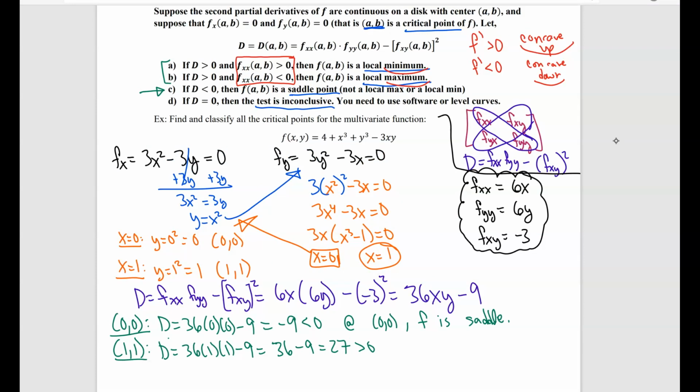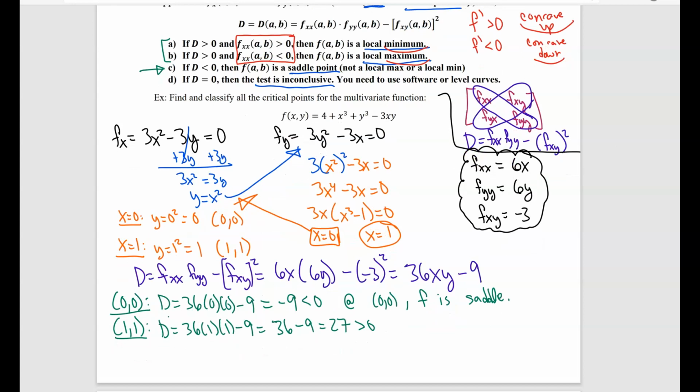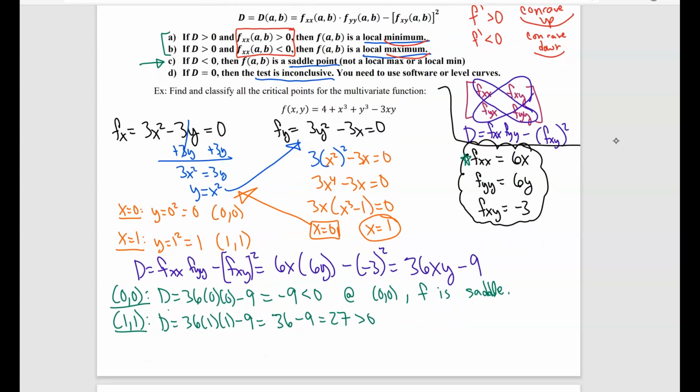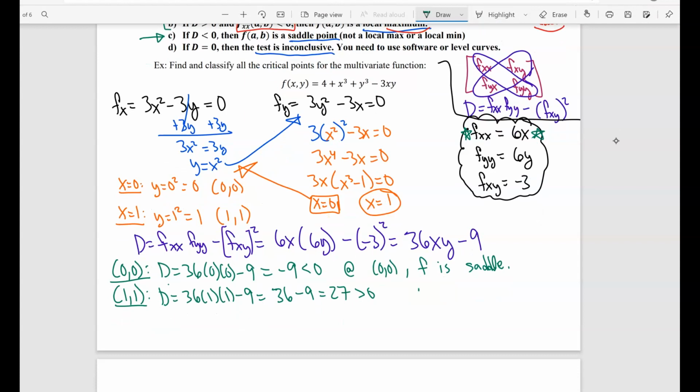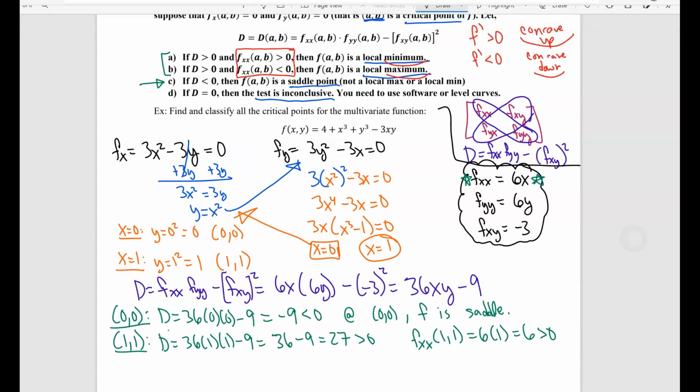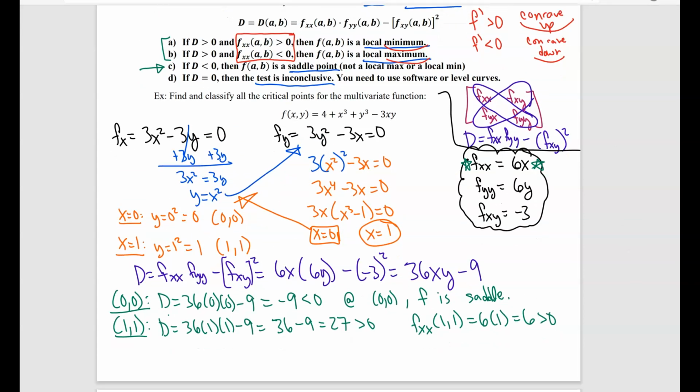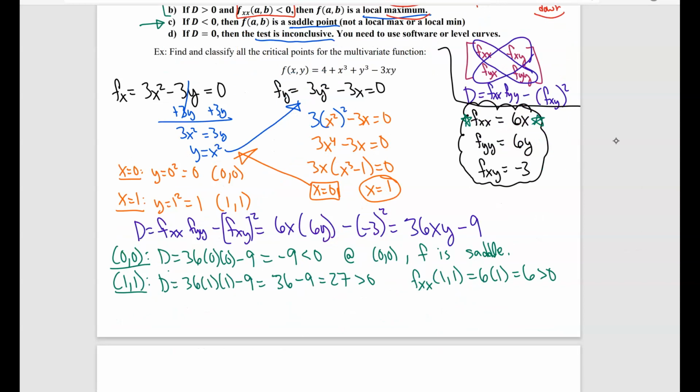So now we're going to look at our second derivative. Our second derivative was this guy. And what we're going to do is plug (1, 1) into the second derivative. So that's 6x, so 6 times 1 is 6. 6 is a positive number. So when they're both positive, you're going to have a local minimum. So f is a local min. All right, so here we go. That's how we classify them.